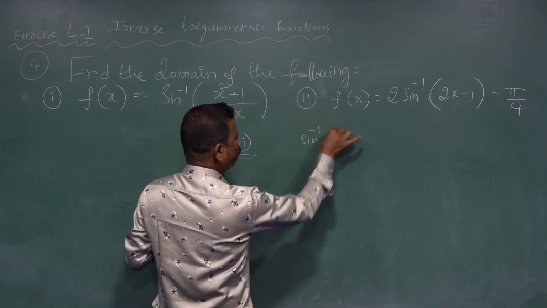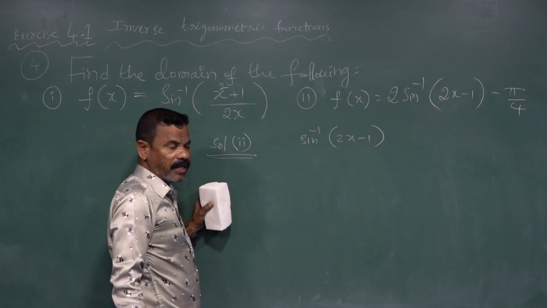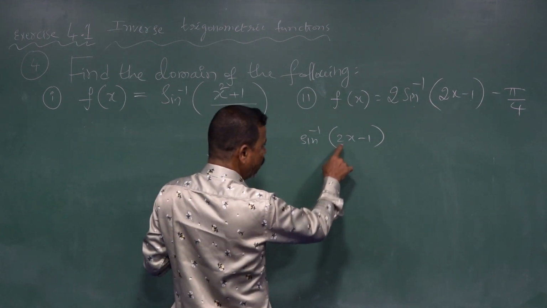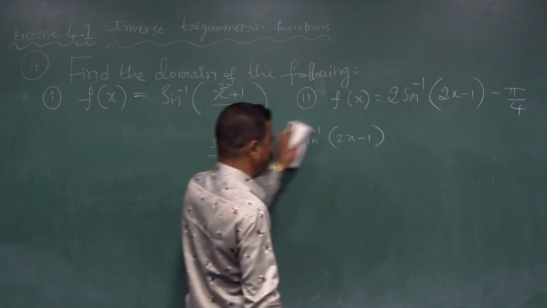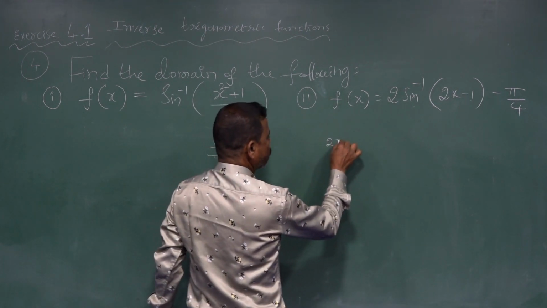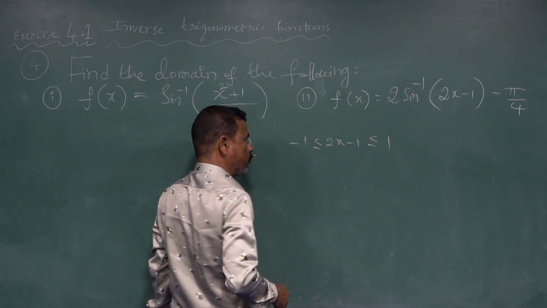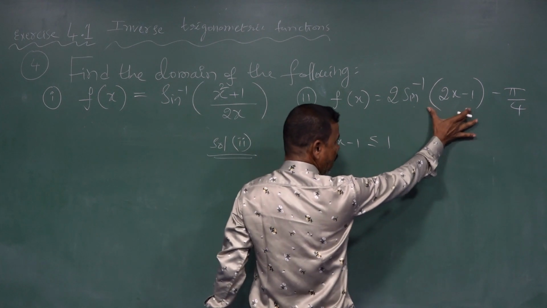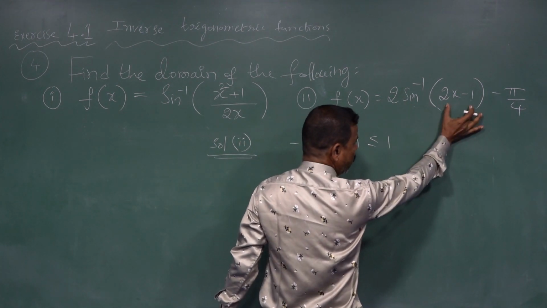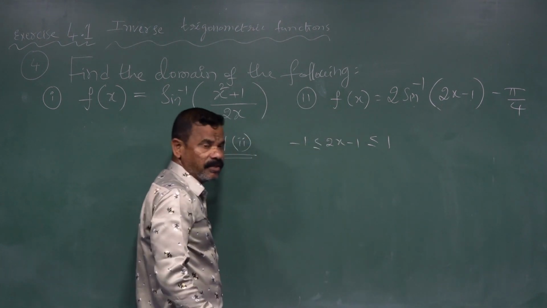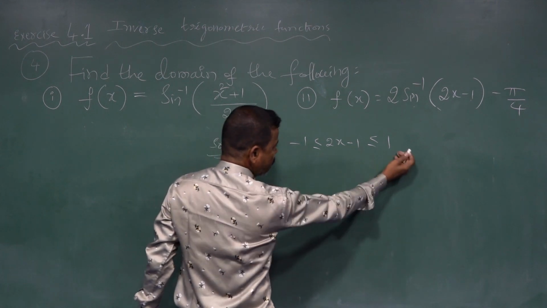Sin inverse of 2x minus 1. This is the function. Consider the 2x minus 1 value, which must lie from minus 1 to plus 1. So 2x minus 1 is less than or equal to 1 and greater than or equal to minus 1. In this bracket, sin inverse or cos inverse both exist only for values from minus 1 to plus 1. So this minus 1 is taken to the left side and right side.